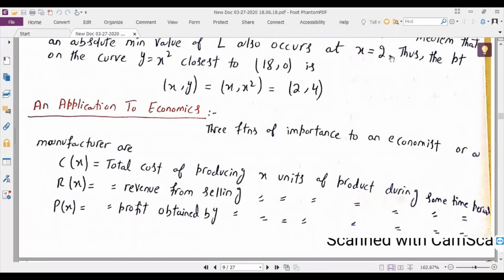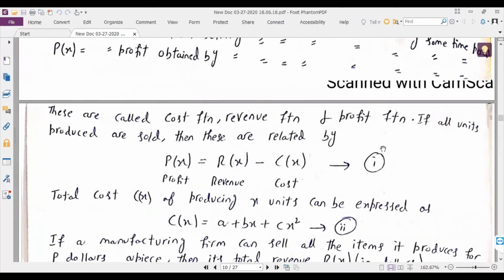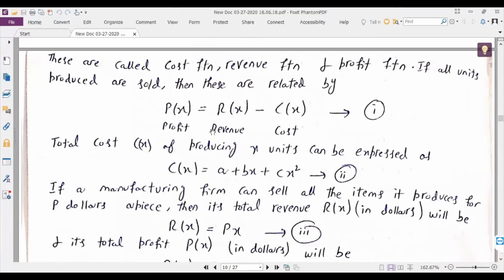Moving towards the application to economics, the three functions of importance to an economist or a manufacturer are C of x, that is the total cost of producing x units of product during some time period; R of x, the revenue from selling x units of product during some time period; and P of x, the total profit obtained from x units of product during some time interval. These are called the cost function, revenue function, and profit function. If all units produced are sold, then these are related by P of x equals R of x minus C of x. That means profit is equal to revenue minus cost.